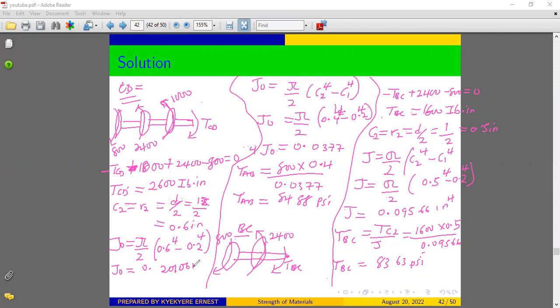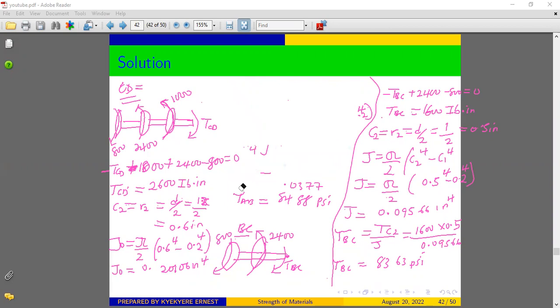And we can now easily calculate our shear stress in that shaft. So from there, our shear stress in that shaft, tau for CD, should be equal to T C2 over J. And that will be equal to 2600, which is our torque, times 0.6, which is our radius, over the J, which is 0.201. And from there, tau CD is equal to 7159. And from the question, we're asked to select which one has the maximum shear stress.